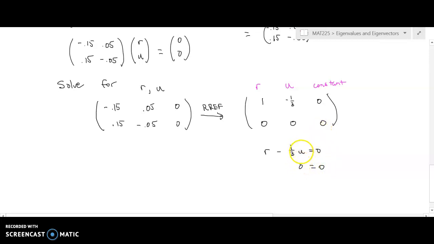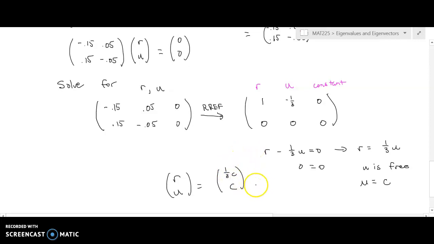Since I don't have any information about what U has to be, this says R is going to equal 1/3 of U. This tells me that U is a free variable. So my final solution is going to look a bit like this. My RU vector is going to be, well, if I let U equal C, some constant, then U is going to be equal to C. R is going to be equal to 1/3 of C.